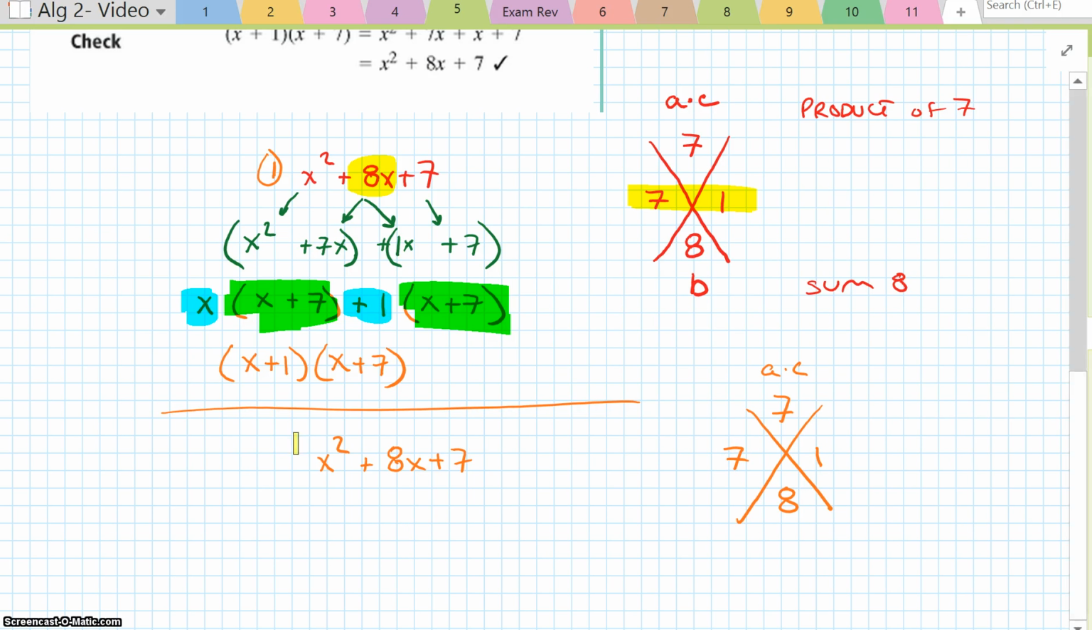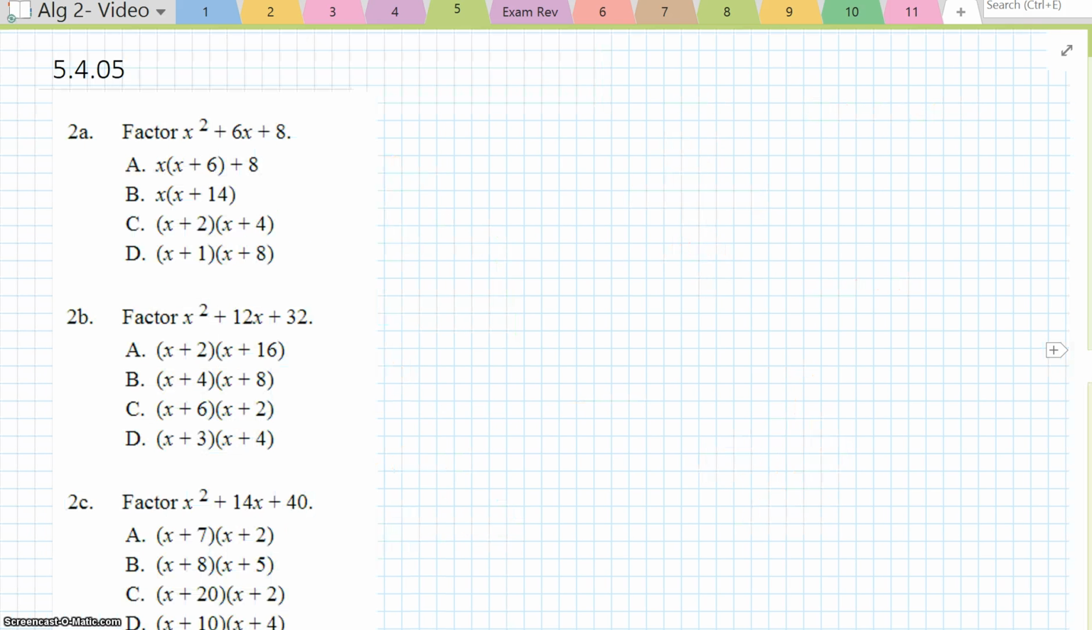Since our a value, the coefficient in front of the quadratic term, is 1, we can skip a lot of steps and just say this is going to be x plus 7 times x plus 1, just using the two terms we have. Okay? Let's do this now.